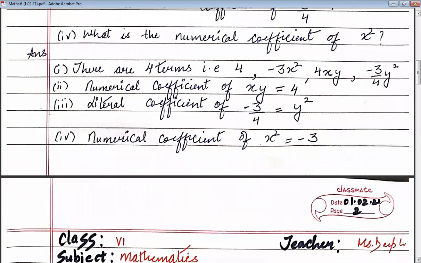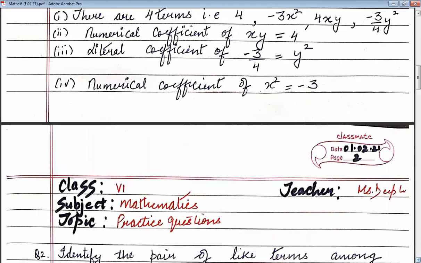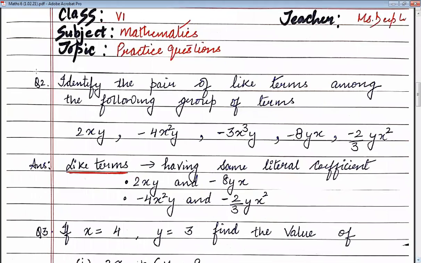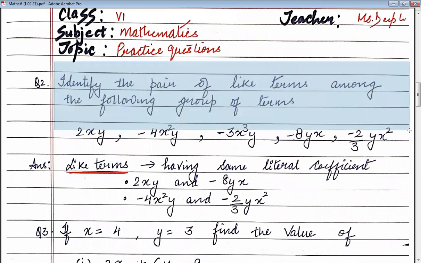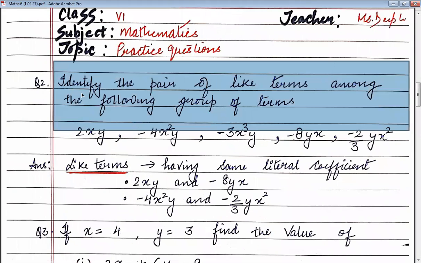Let's move on to the second page and let's read the question number 2. Now, in this question, you have to identify the pair of like terms among the following group of terms. You have to find the like terms. Now, I hope children, everyone remembers what are like terms? Do you remember what are like terms?